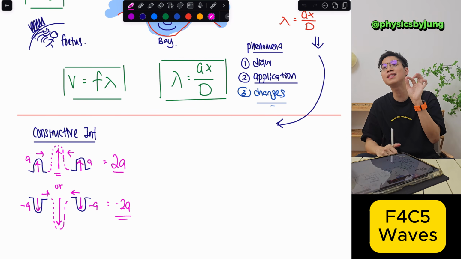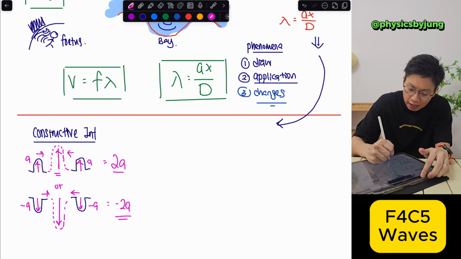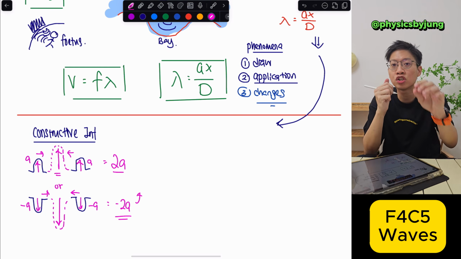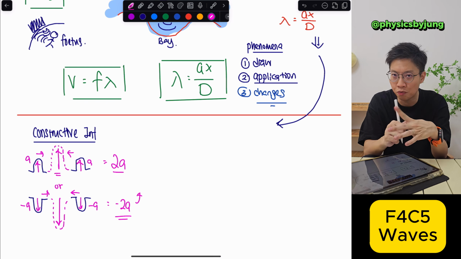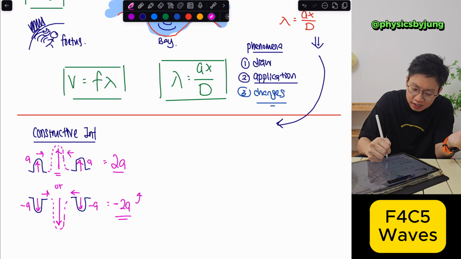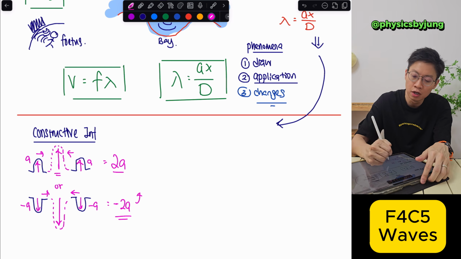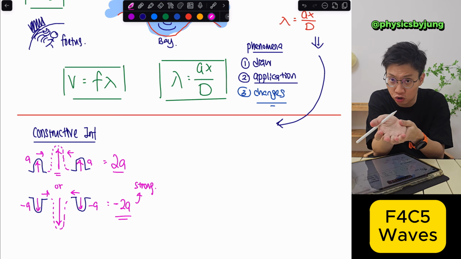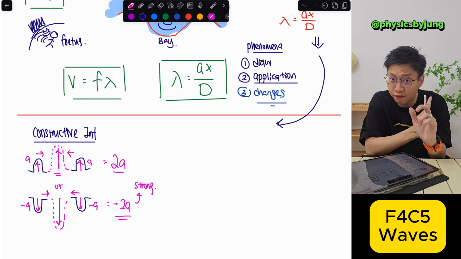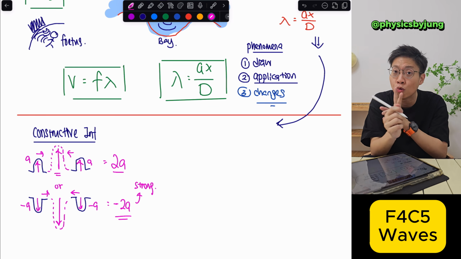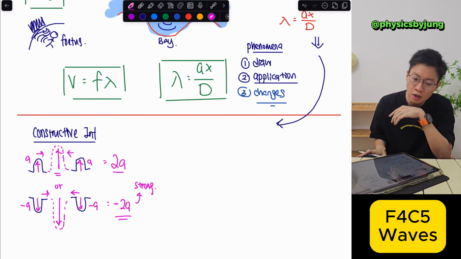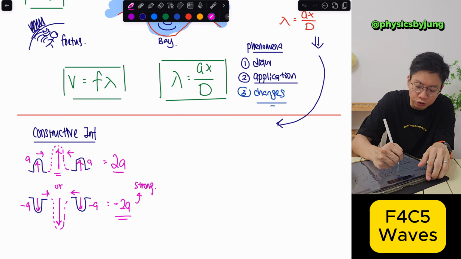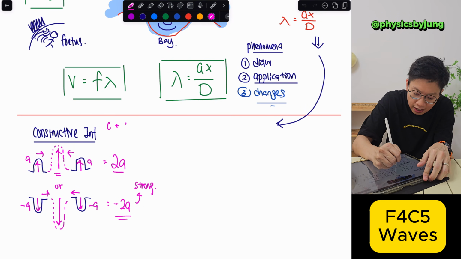So the common misconception here is, guys, is negative 2A a stronger wave or a weaker wave? Remember, in physics, we look at the magnitude. So negative 2A also means it is a stronger wave. It could mean a bright fringe. It could also mean a louder sound as well. So constructive interference, usually you get a bigger wave. It happens when you have a crest and a crest or a trough and a trough.